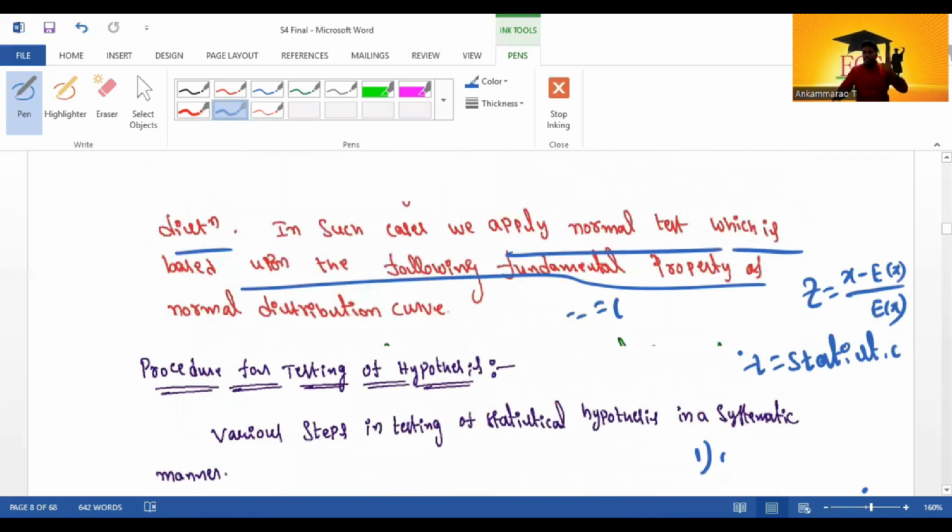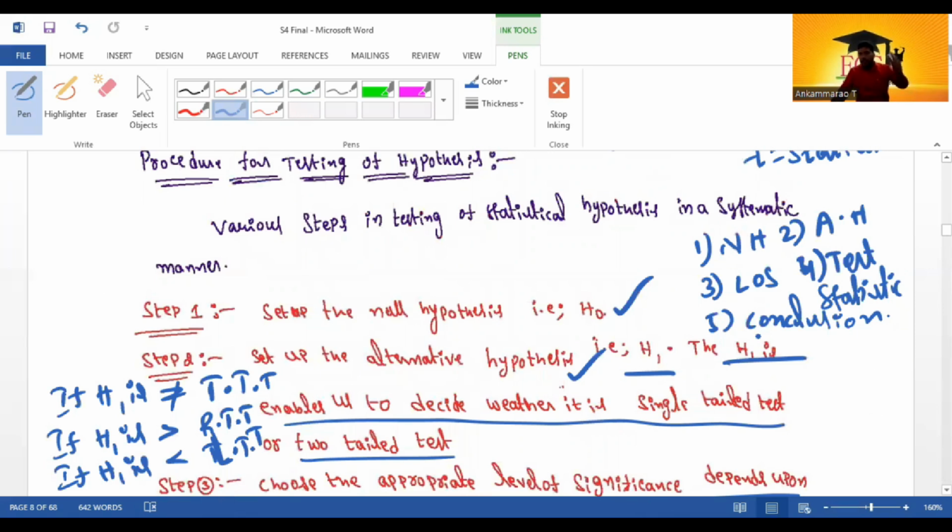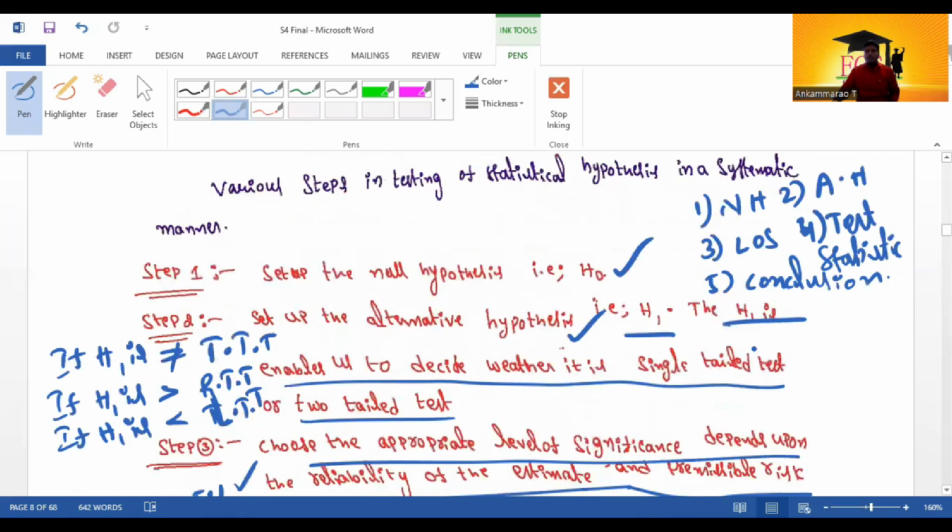Step 1 is to set up the null hypothesis. Step 2 is to set up the alternative hypothesis. The third is taking the level of significance. Step 4 is taking the test statistic. Step 5 is the conclusion.